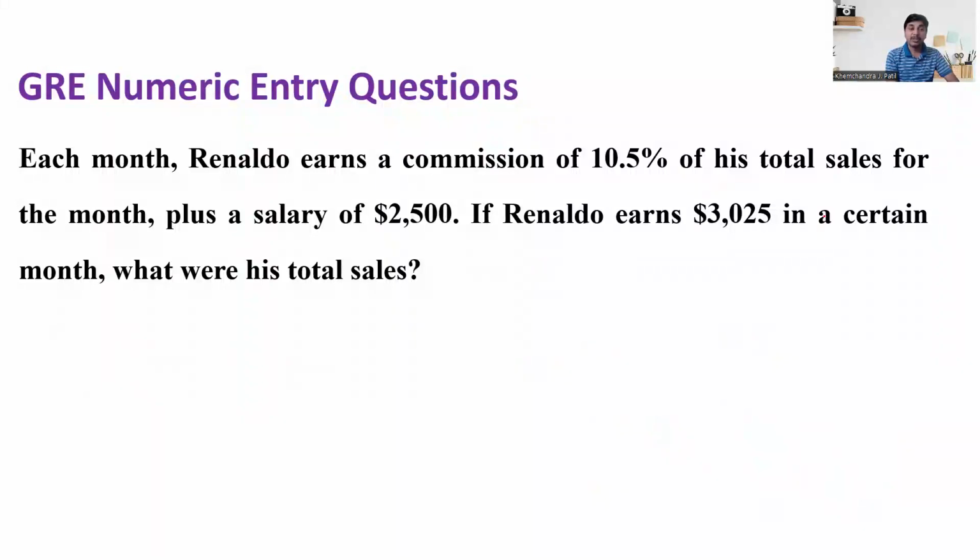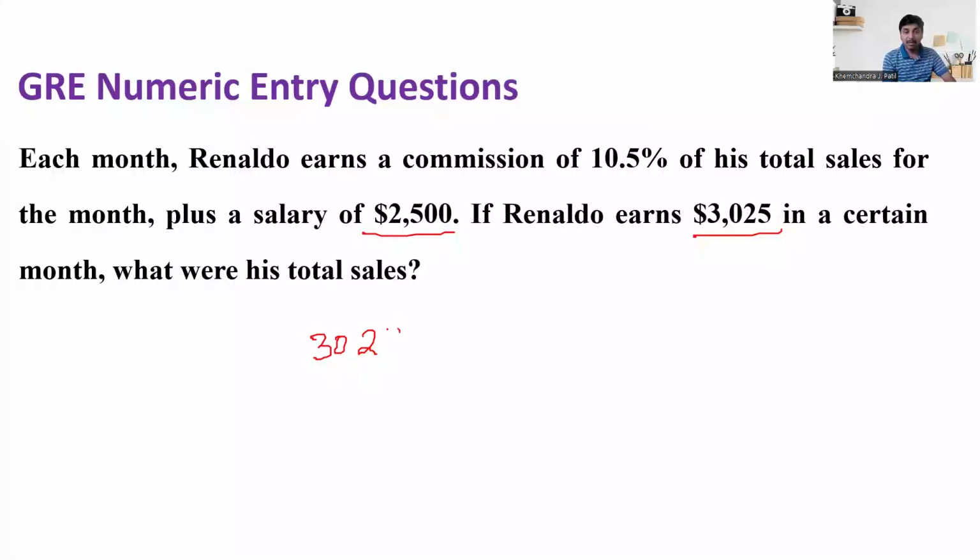The next type of question, my dear friend, is numeric entry. You have to make a numerical entry. In the GRE also, questions like this are asked. Each month, Ronaldo earns a commission of 10.5% of his total sales for the month plus salary. He gets a fixed salary of 2,500. He earns 3,025 in a certain month. What were his total sales?